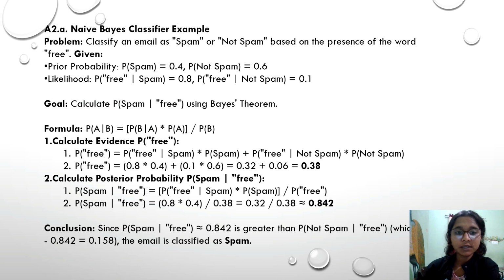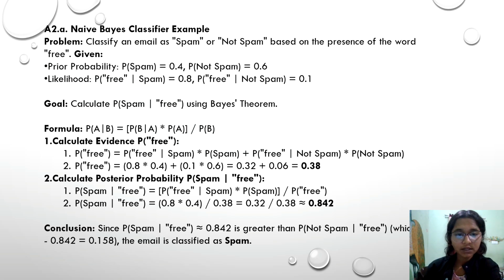Given prior probability P(spam) given, P(not spam) given, likelihood P(free | spam) is equal to 0.8, and P(free | not spam) 0.1. Goal: calculate P(spam | free) using Bayes theorem.